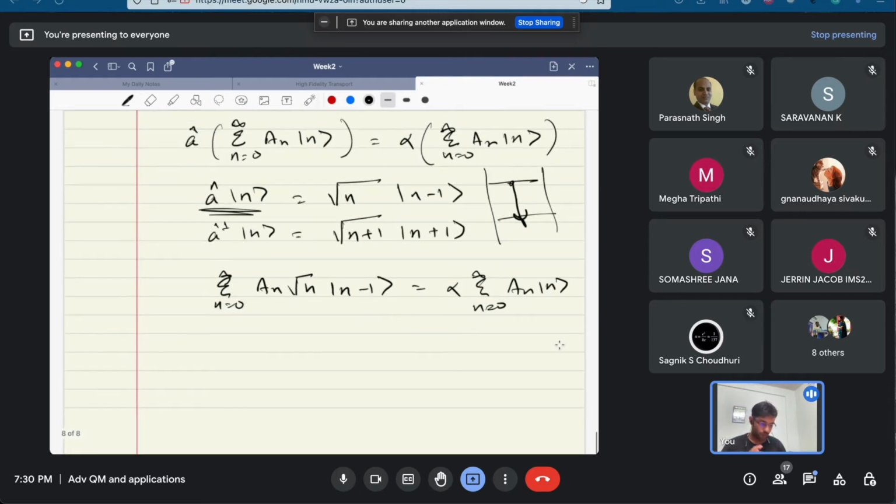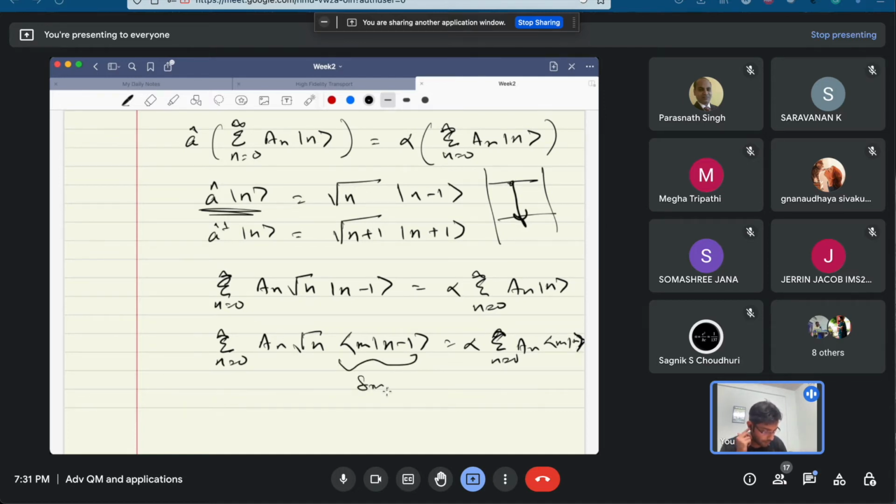Now you have to find some coefficient that you can use to get the recursive relation. So what you do is you operate the bra m from the left on the whole thing. I'll skip a step and write it directly. You will get something like root n, an, m with n minus 1, equal to alpha an, m with n. Now you know these are orthogonal, so what you will get is delta m comma n minus 1, and here you get delta mn.